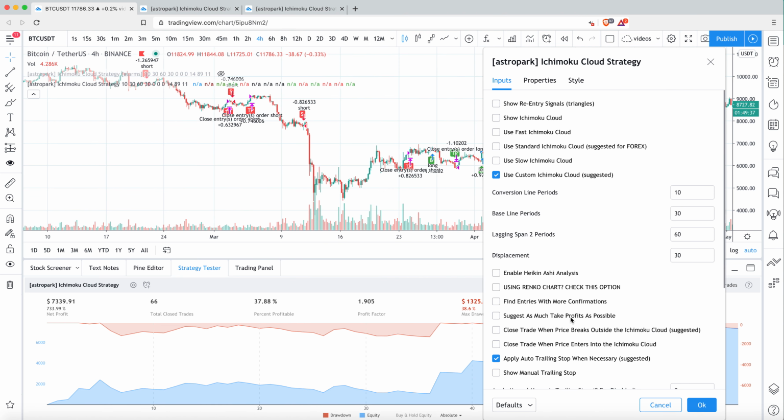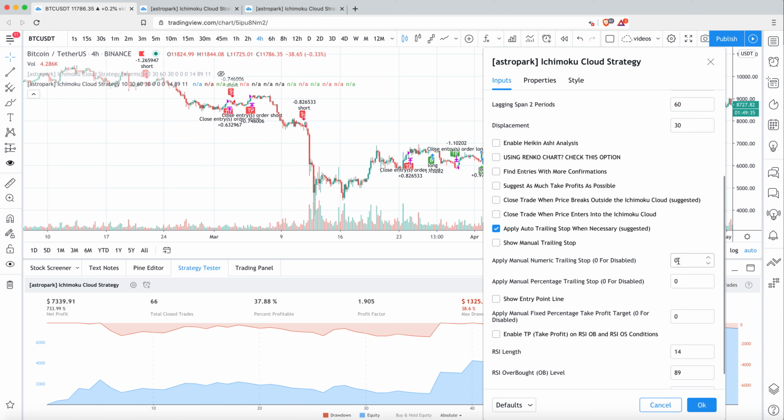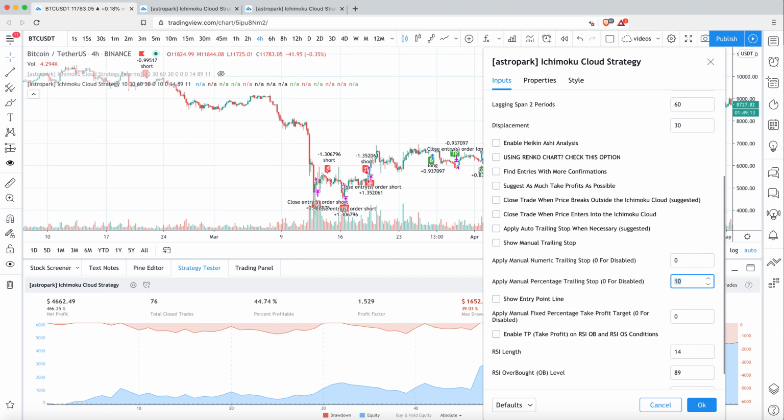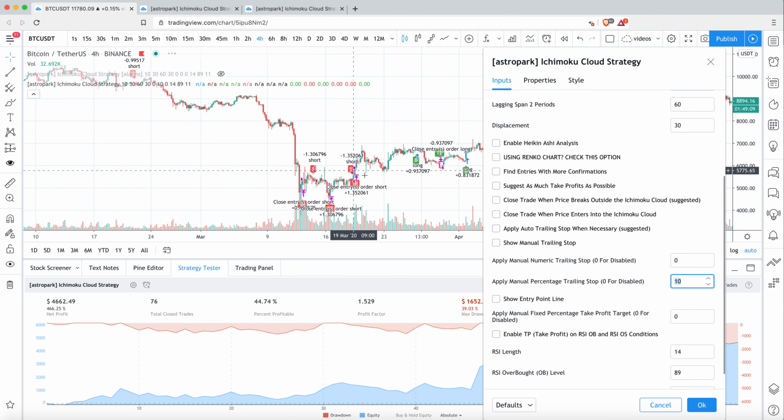Or you can set a manual trailing stop. To enable it, you just put a number here. For example, I want a $100 trailing stop, or a 10% trailing stop. I suggest you keep only one, of course. A 10% trailing stop is pretty okay, for example.